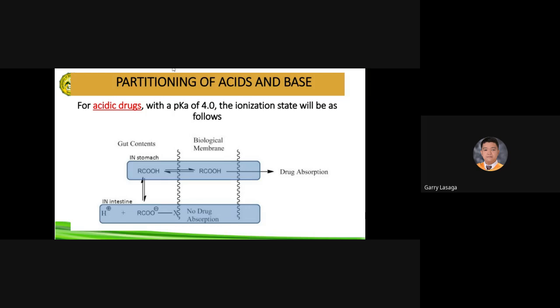So we also have here an example of an acidic drug, with a pKa value of 4. The ionization state will be as follows. When we place the acidic drug in the stomach, which is acidic, the acidic drug will be unionized. It can pass through the cell membrane and be absorbed in the body. When this drug reaches the intestine, it will be ionized so that it cannot be absorbed in the body.